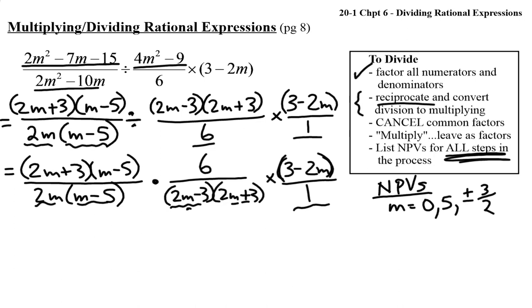Dealt with the NPVs, everything's multiplying, cancel. So 2m plus 3 and a 2m plus 3. M minus 5 and an m minus 5.